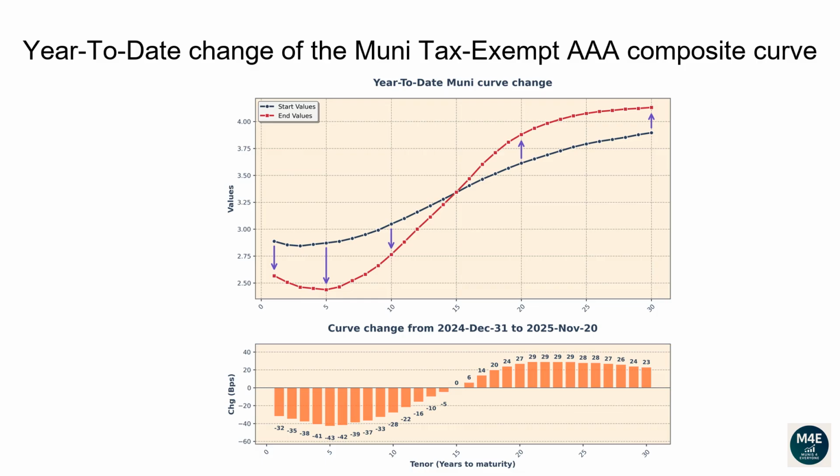The 1-year tenor changed -32 basis points. The 2-year tenor changed -35 basis points. The 5-year tenor changed -43 basis points. The 10-year tenor changed -28 basis points. The 20-year tenor changed 27 basis points. The 30-year tenor changed 23 basis points.